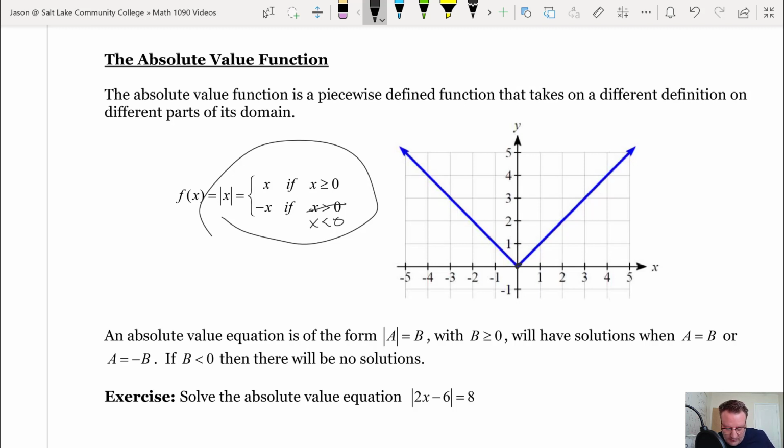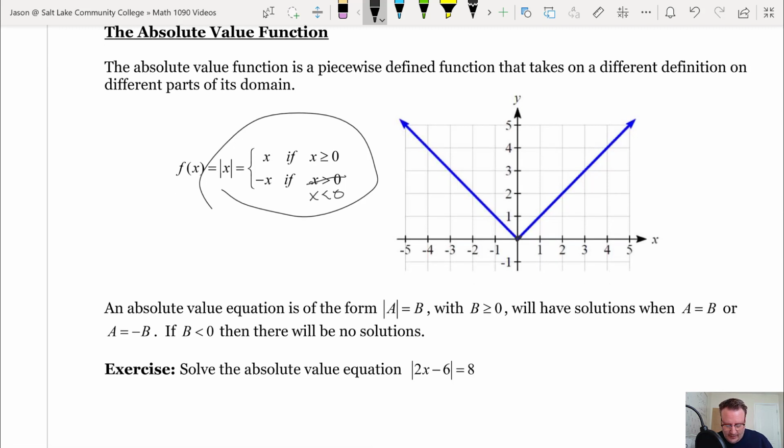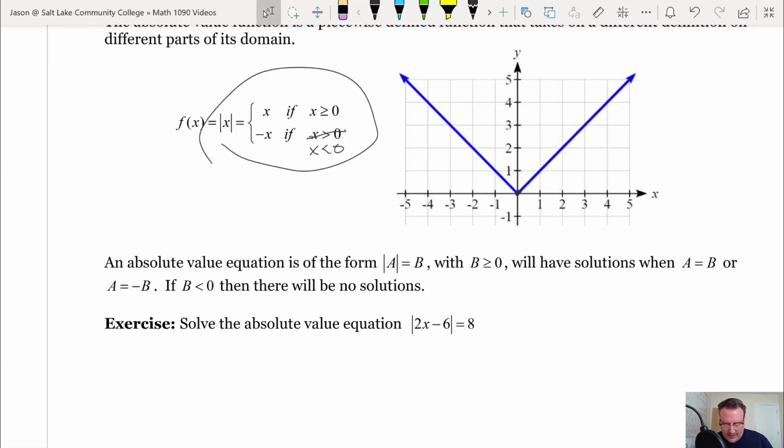So an absolute value equation is of the form absolute value of A equals B, with B greater than or equal to 0. And this will have solutions when A equals B or A equals negative B. Okay, so that's a little confusing. Clearly, if B is less than 0, there will be no solutions. That's true. So the basic idea here is, when we have an absolute value equation, such as we have here, 2x minus 6 in absolute value is equal to 8.